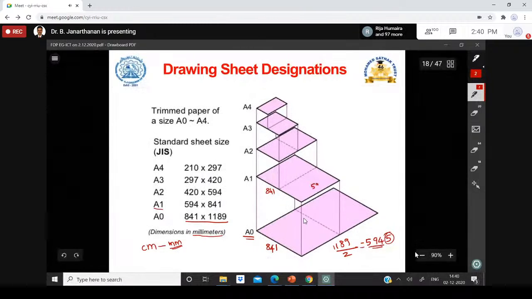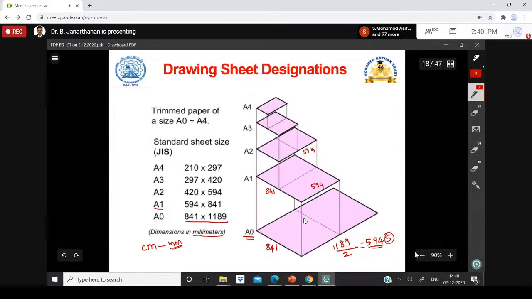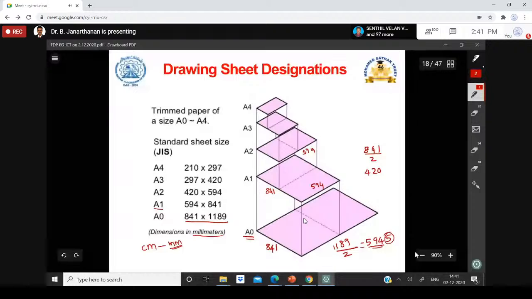Now if you divide this A1 size into 2 halves, you will get the A2 size drawing sheet. This A2 size will be, now this is the same, 594 is the size of this. Now this is 841 divided by 2. If you divide 841 by 2, it will be 420.5. Again, I ignore the decimal, so you will get 420 by 594 as the size of A2.